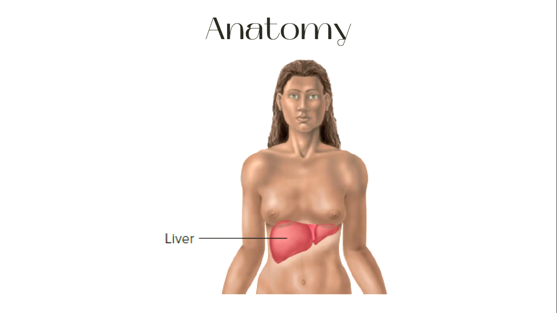So let us talk about the anatomy of the liver. So, the liver is the largest internal organ in the human body. It is reddish to brown in color and feels rubbery to touch. So normally you can't feel the liver because it's protected by the rib cage. The liver has two large sections called the right and the left lobes.